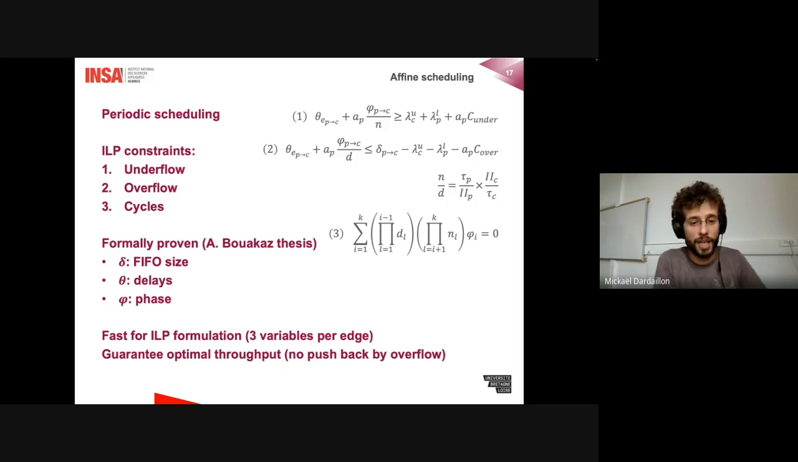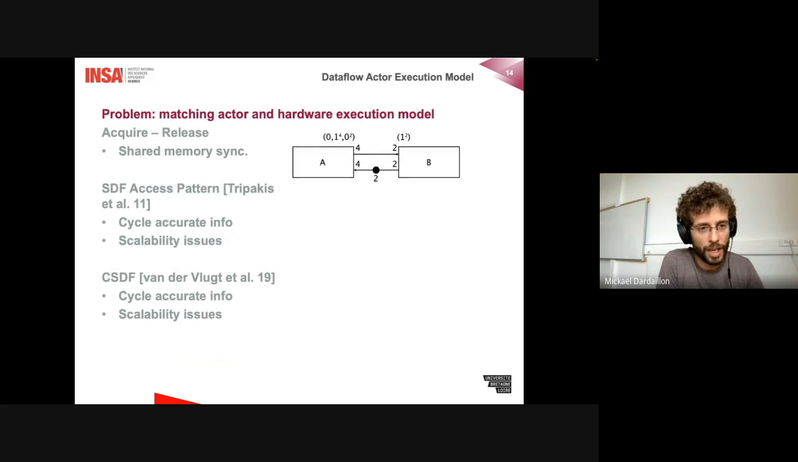Well, the idea is that before, as I was talking more in the beginning on those slides, the acquire-release, which is a memory model that is usually used, and this kind of model is also used by the ILP formulation for processors, is clearly wasteful on FPGA. Those are the approaches that I found so far directly addressing SDF.